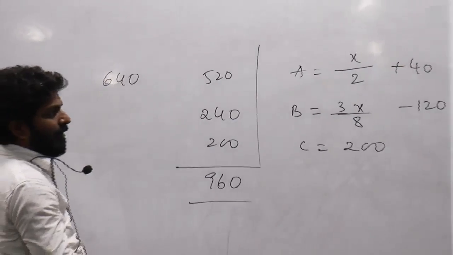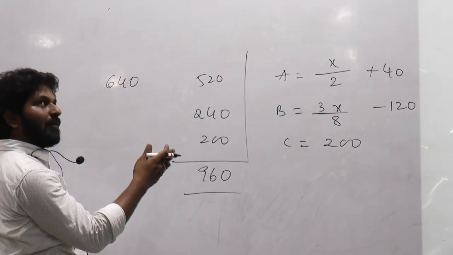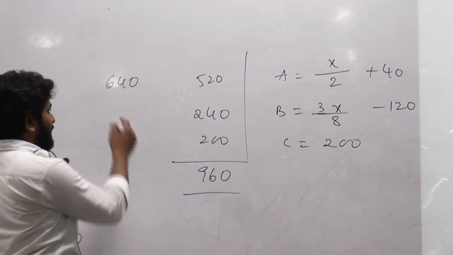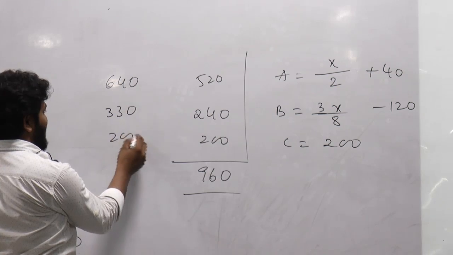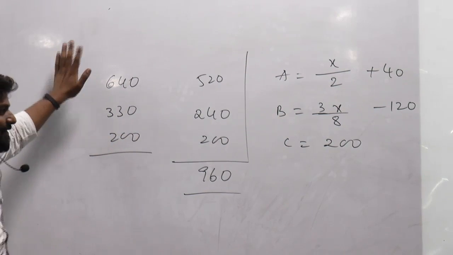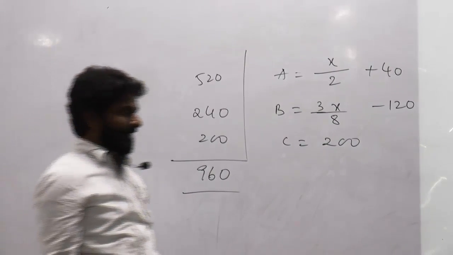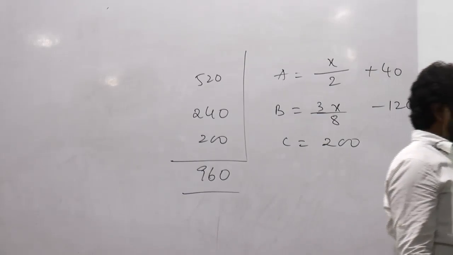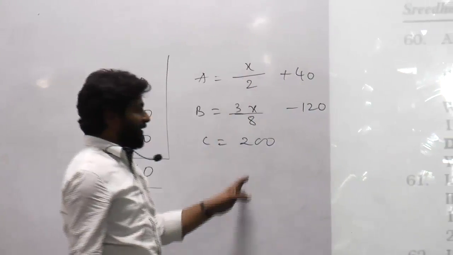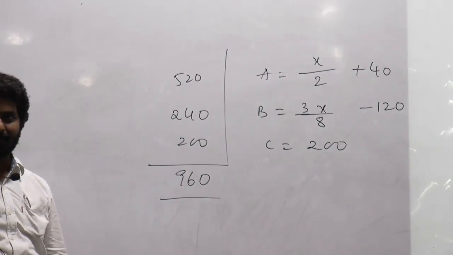640, 3/8, 150, 450, 450 minus 120, 330. This is not the answer. Yes, you are right, first option. I made a calculation mistake in the speed. Third cannot be your answer. Just verify these conditions. Total should be equal to 960. Yes, it is following. That's my final answer.